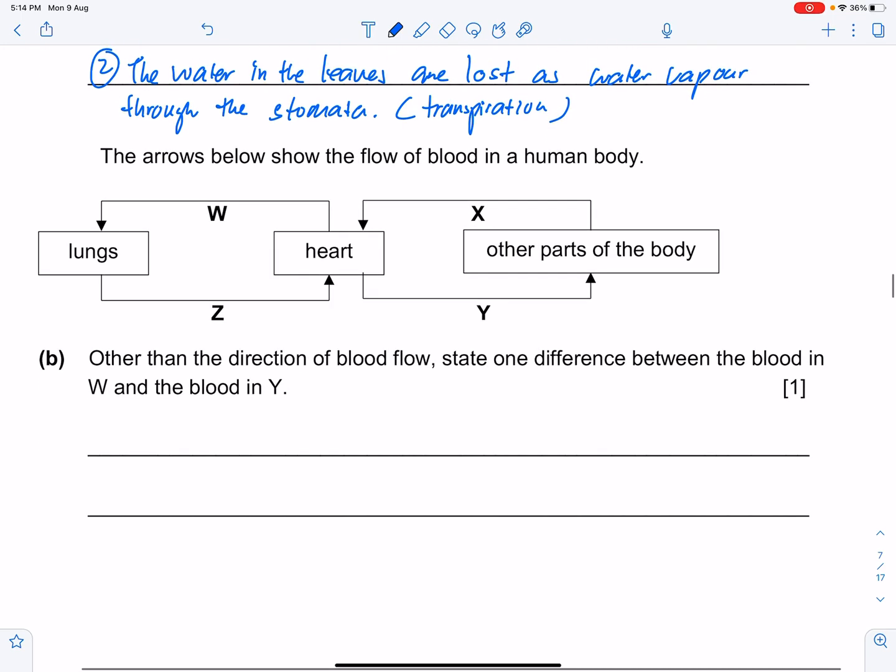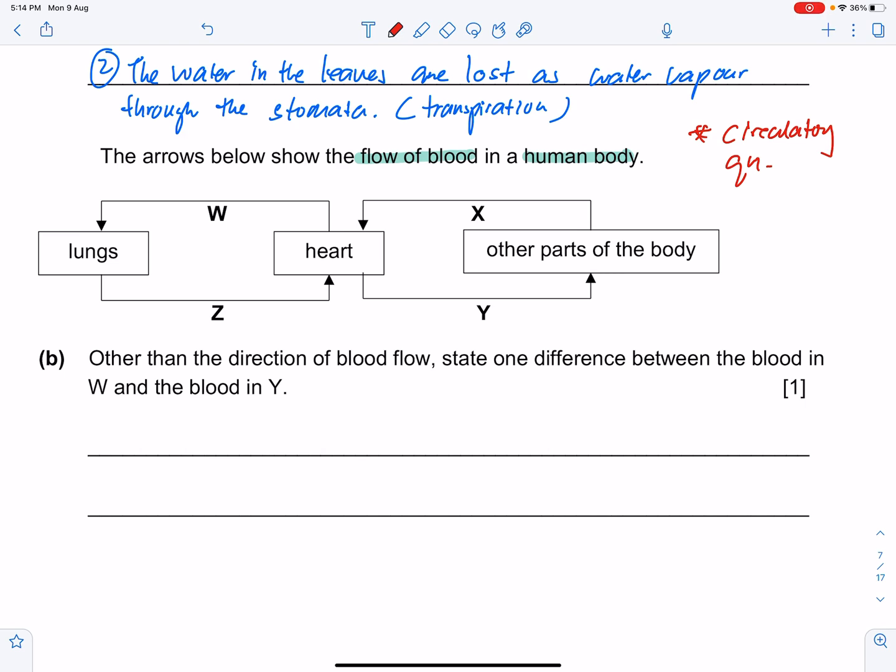Right, moving on, next question. The arrows below show the flow of blood in the human body. Right off the top, I see the words flow of blood, I see human body, I see diagram. It signals to me that this has to be a circulatory question. So what comes to my mind will be parts of a circulatory system in human beings. I've got my blood vessels, I've got my heart. I'm also thinking of the different substances that are being transported in the various blood vessels.